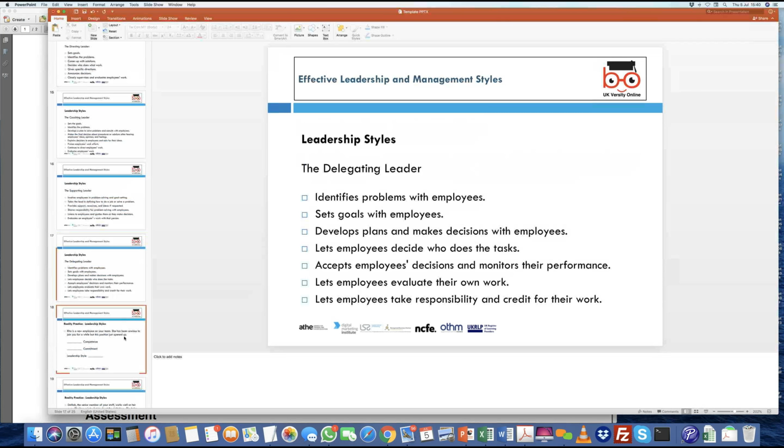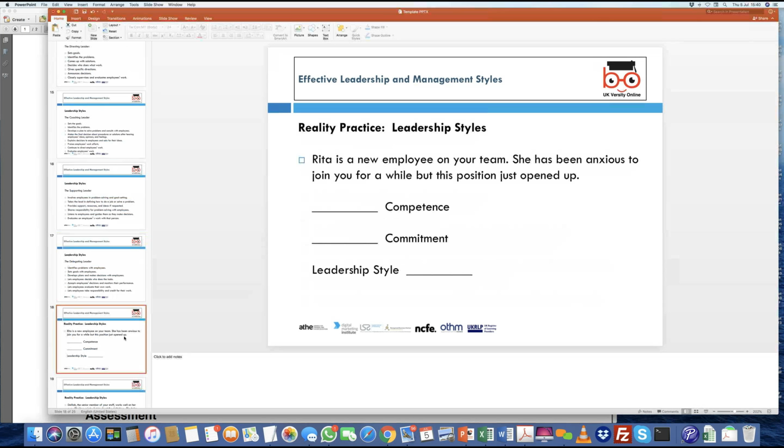I think it's supporting leader. Because she's anxious to take the role. It could be supporting, because she's anxious to join. Since she's been anxious to join for a while, but this position just opened, people like this in supporting leaders take the lead in defining how to do a job or solve a problem. Since she's always anxious to try that, I think she's a supporting leader.